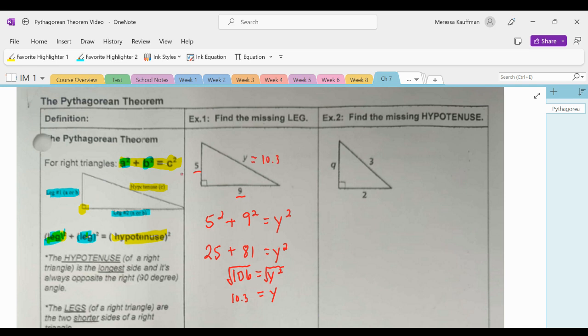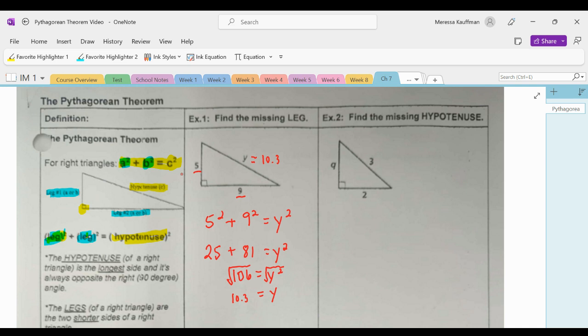Now remember that I said that the hypotenuse, this y, is the longest side. This number should always be larger than this leg and this leg. If it is not larger, you may have done something wrong. Okay, let's move on to our next example.